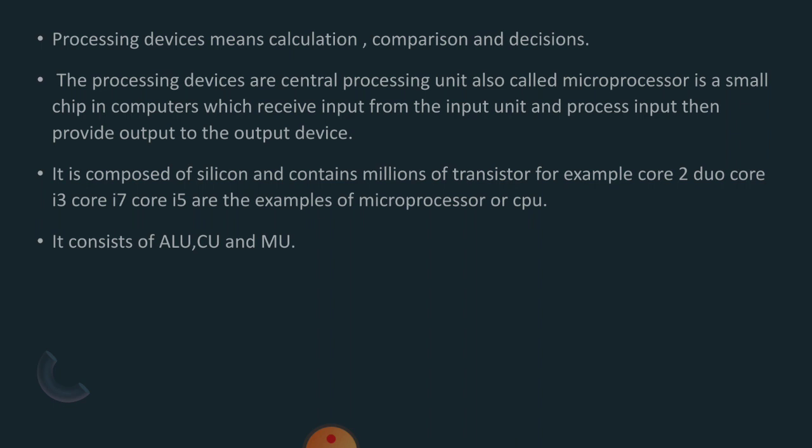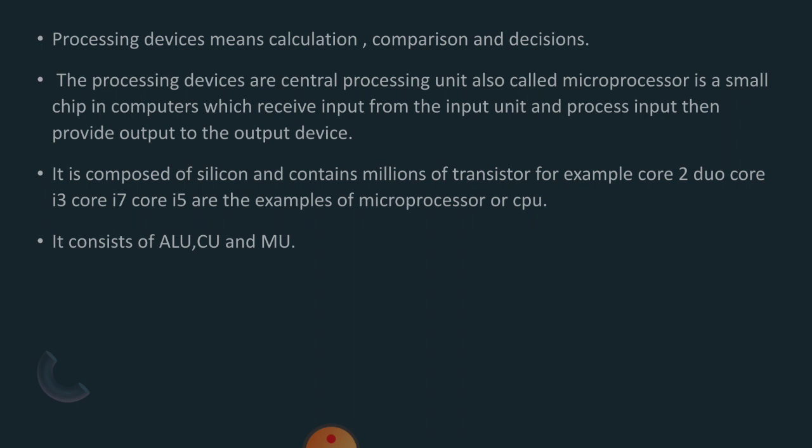It is called a silicon chip or microprocessor because it is small in size and has a lot of transistors made of silicon. It is composed of silicon and contains millions of transistors to process your data. Examples of CPUs are Core 2 Duo, Core i3, Core i7, and Core i5. These are examples of a microprocessor or CPU.